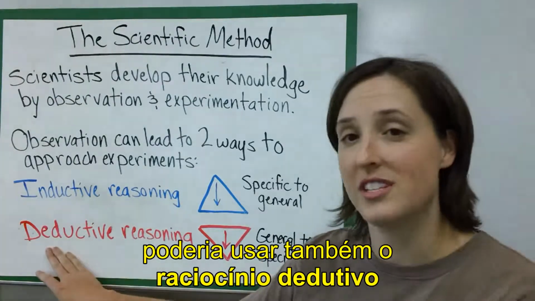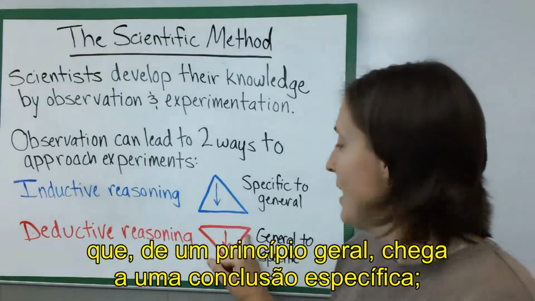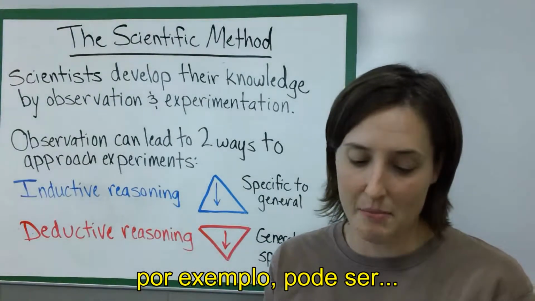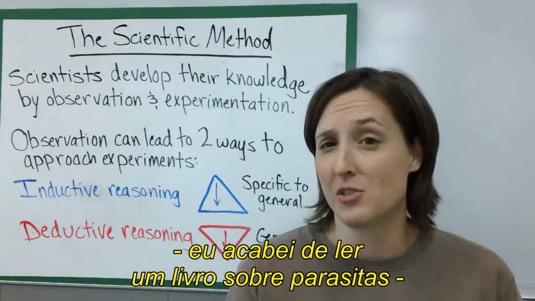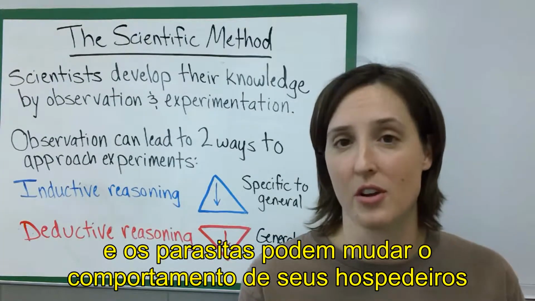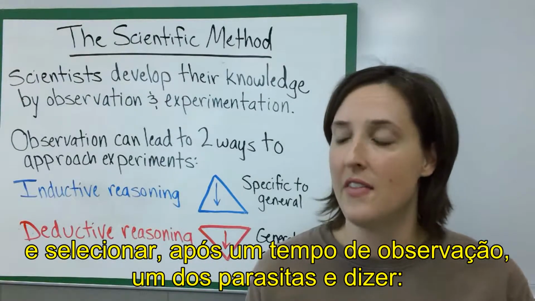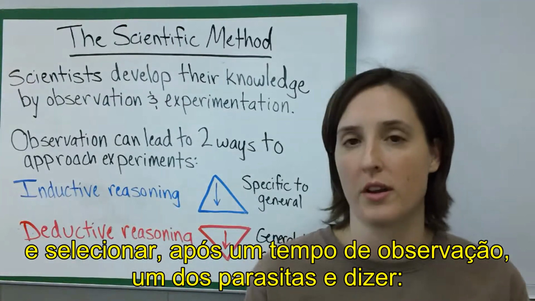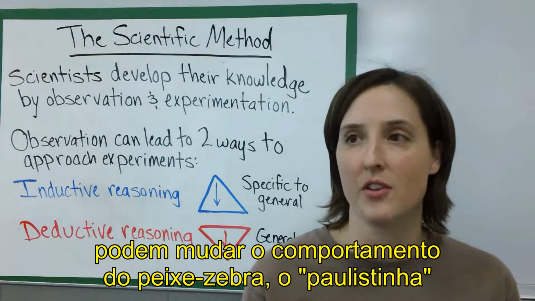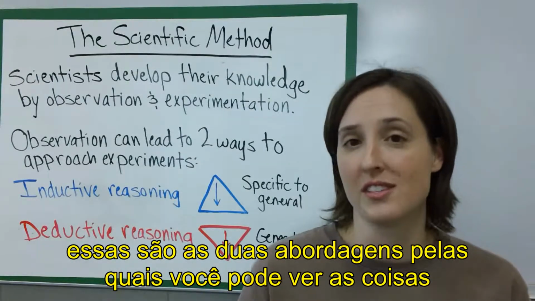You can also use deductive reasoning. This is looking at a general principle and following it down to a specific conclusion. For instance, I just read a book on parasites, and parasites can change their host's behavior. A scientist can look at parasites in general, and then work their way down to one organism and say, we're going to see if parasites can change behavior in zebrafish. So those are two ways that you can look at things using the scientific method.